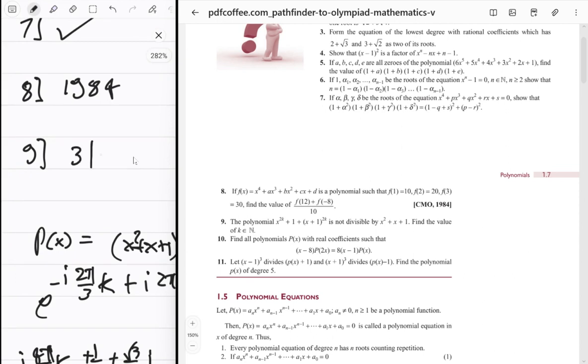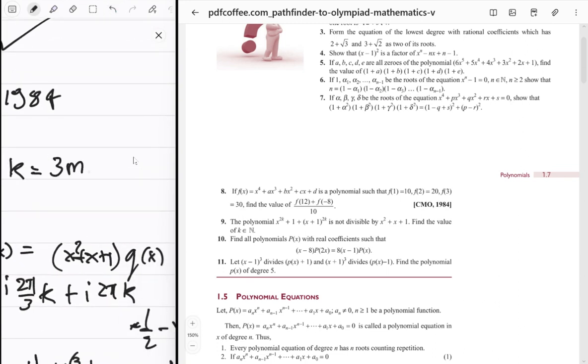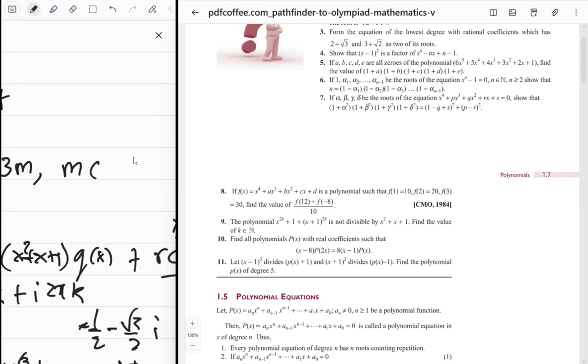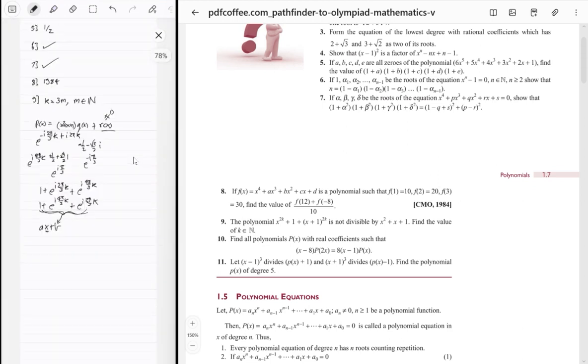So 3 divides k. Find the value of k. Okay, if you want the value of k, you could just say k is equal to 3m, where m belongs to natural numbers. That should be doing it. Next question.